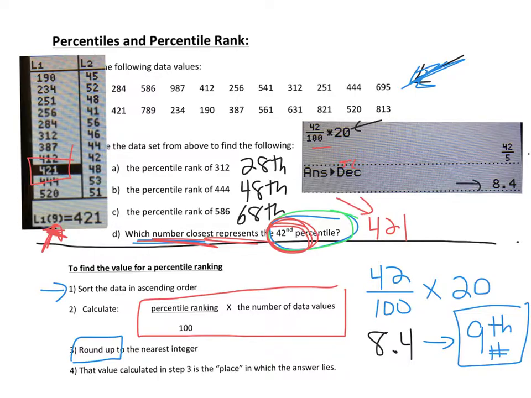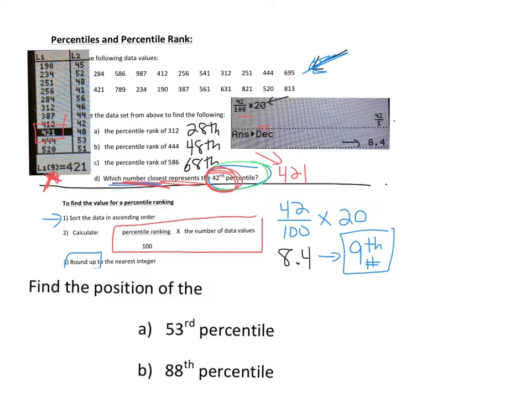Take a minute, find the data values that correspond to the 53rd percentile and the 88th percentile. Use the same data list, use that procedure, and find the values that correspond to those two percentile rankings. Take a picture of your calculator when you do the math.